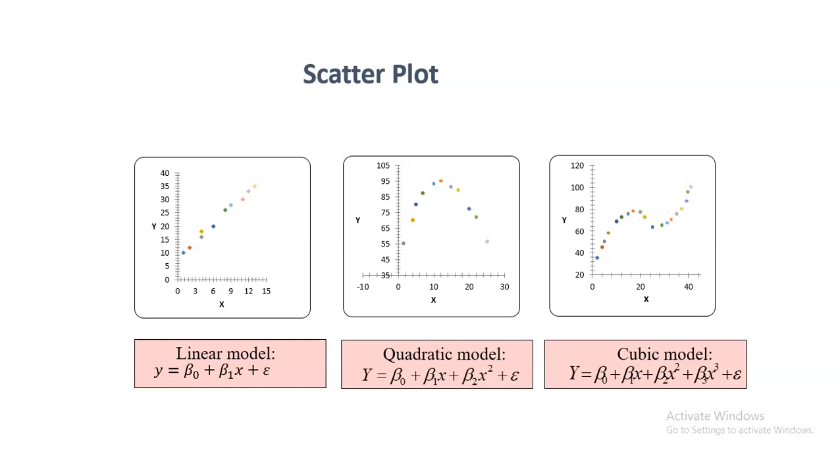If you look at the second one, it's a quadratic model, and the model is y = beta naught + beta 1 x + beta 2 x squared + epsilon. And the third one is a cubic model, where the equation is y = beta naught + beta 1 x + beta 2 x squared + beta 3 x cubed + epsilon.